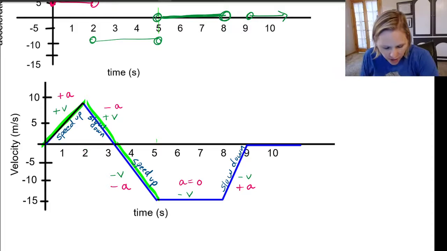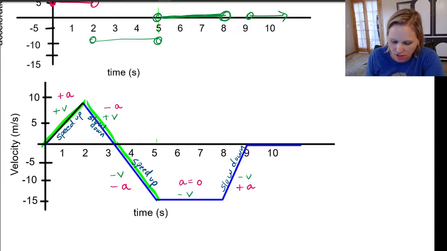So let's see if we can find a pattern here. I sped up. I had a positive velocity and a positive acceleration. Over here, I sped up. I had a negative velocity and a negative acceleration. When I slowed down, I had a positive velocity and a negative acceleration. And then over here I had a negative velocity and a positive acceleration. So do you notice any sort of theme between when we were slowing down versus when we were speeding up?